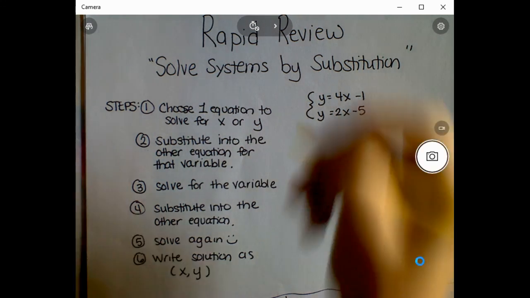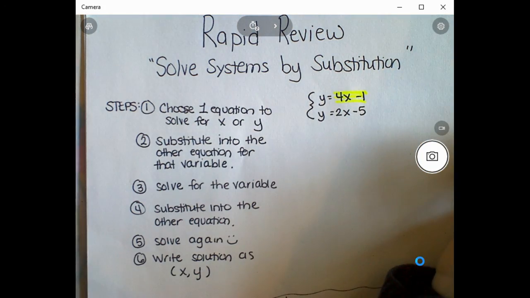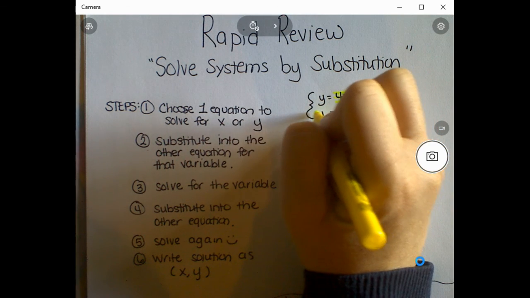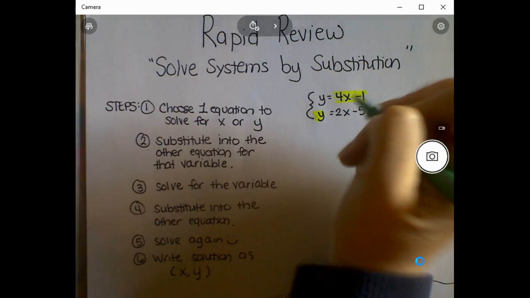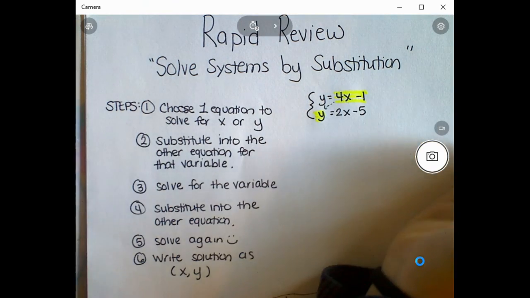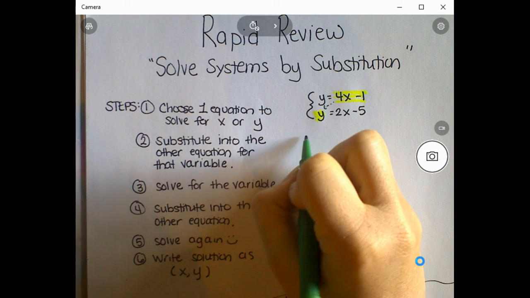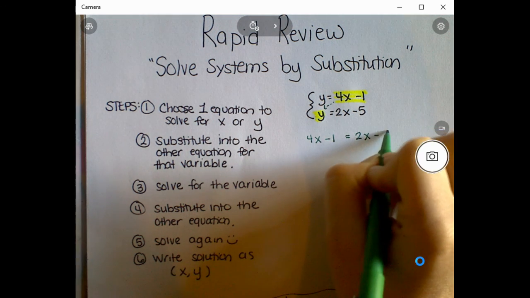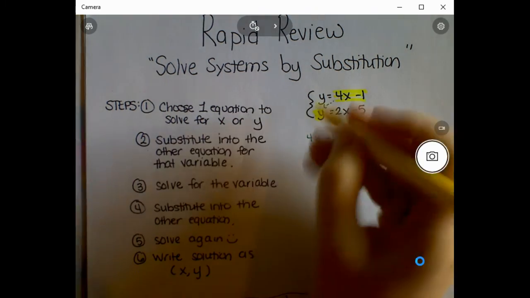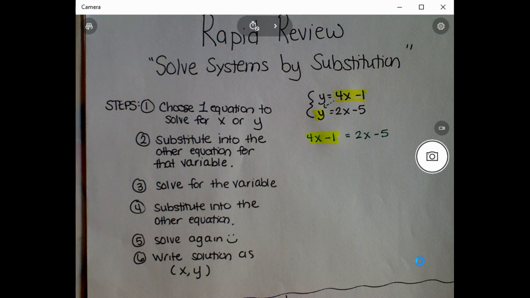So you can see here we have y equals 4x minus 1. And here we have a y also. So what you're going to do is substitute this 4x minus 1 into the other equation where you see y, because y equals both of them. So we're going to have 4x minus 1 equals 2x minus 5. You can see that we substituted for y. Again, this case I find the most confusing myself.